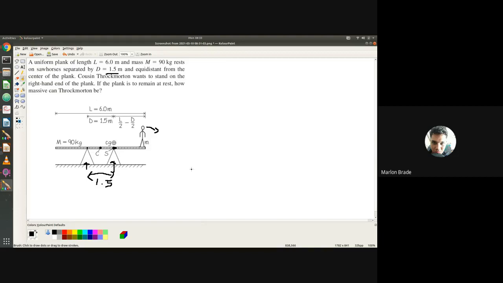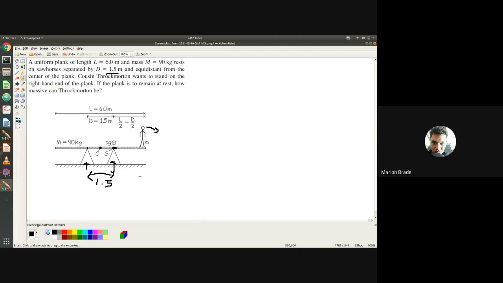Okay. So karon, ang pangutana is, pagsakay ni Throckmorton, equilibrium ra gihapon ang akong plank. Pila ang mass ni Throckmorton? Pila ang iyahang maximum nga mass nga mo-remain gihapon nga at rest ang akong plank, so dili siya mo-move.